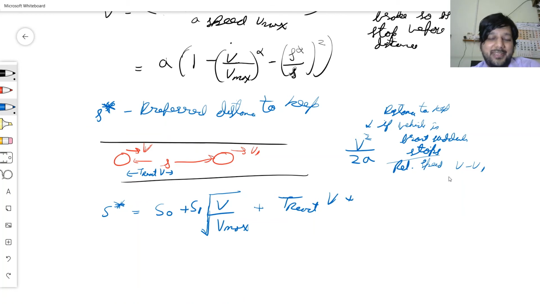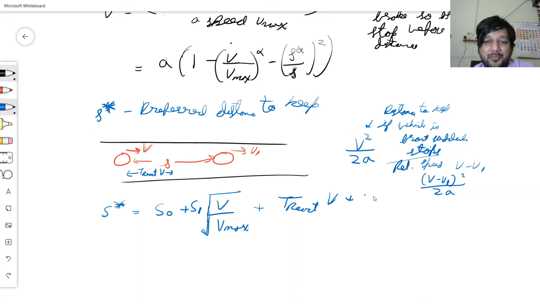And because the relative speed is V minus V1, does it make sense to keep (V minus V1) squared divided by 2A as the distance from the vehicle in front, so that I can stop, assuming that V1 is smaller than V, in good time without causing a collision? So let's do a mixture of both.